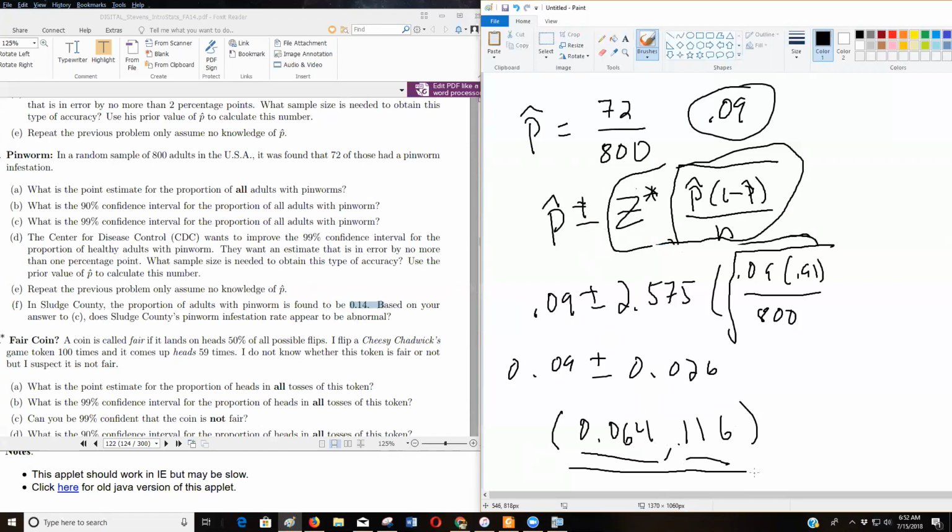So either we got a bad sample, the 800 people we picked were just a non-representative sample, so maybe that's the situation, or this Sludge County result is really high, and they have a health crisis going on there. Okay, there's two ways to interpret that. So now let's do part D and E with a sample size.